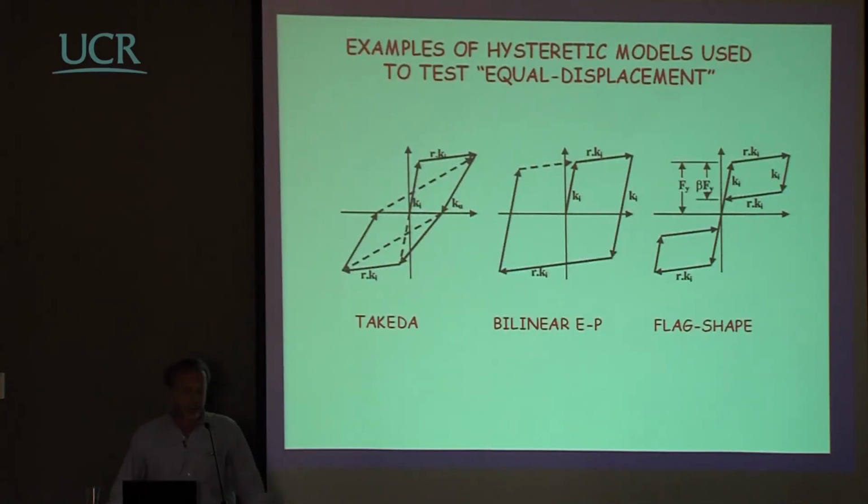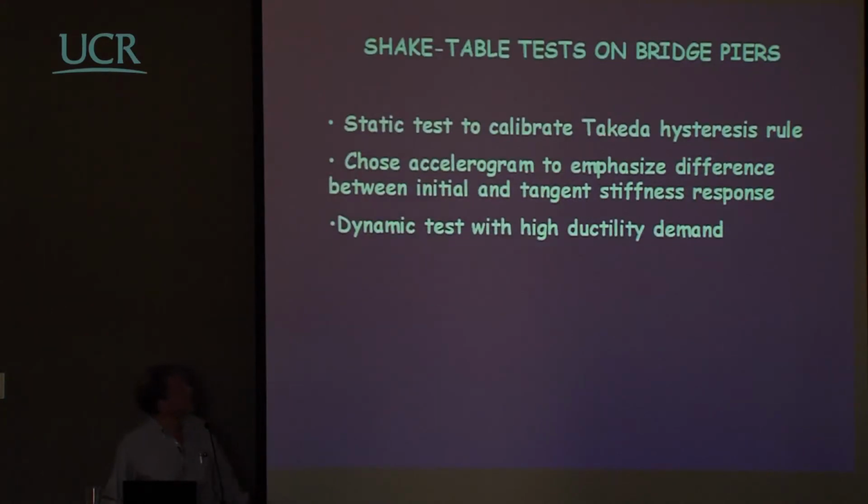Now, I was saying that you can have different kinds of shapes. These are examples of different shapes. I want to skip that. But I want to show you something to prove experimentally what I'm trying to discuss.